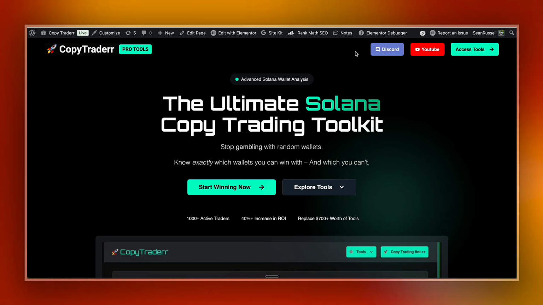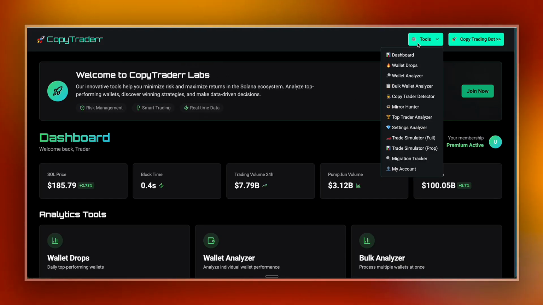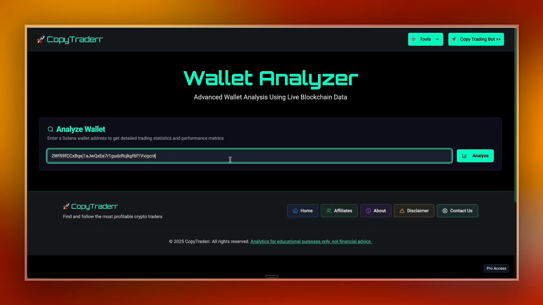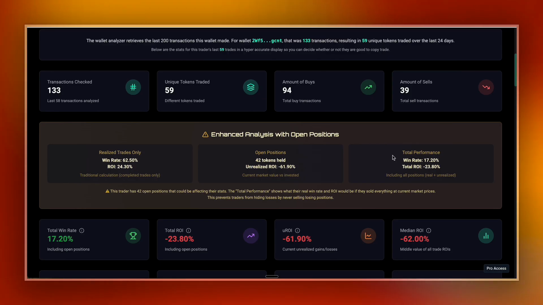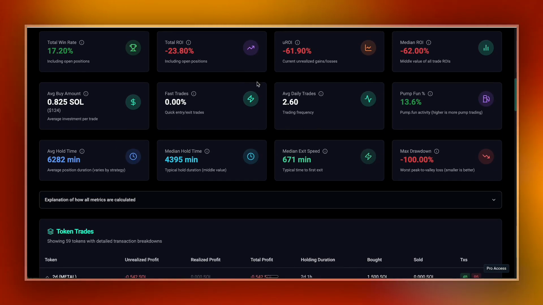So I'm going to use a paid tool now at copytrader.com. This is the platform that I created. It's absolutely not necessary to find wallets, but it is extremely helpful. So I can come to the lab, I can come to the wallet analyzer, and I'll show you exactly what I'm talking about. If I pop this wallet in the wallet analyzer, it's going to do its thing and spit out what the real ROI of this trader is. So these are all the stats that we spit out.